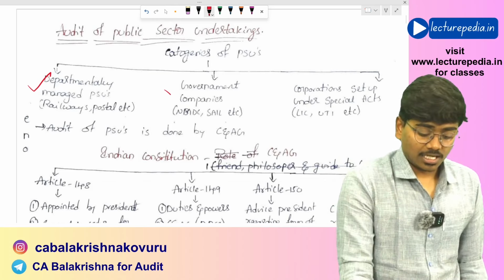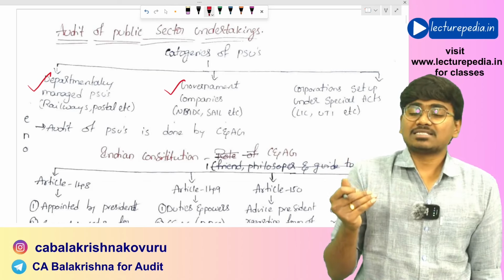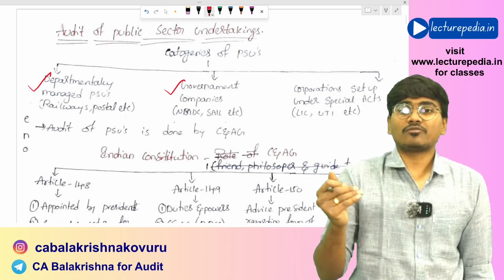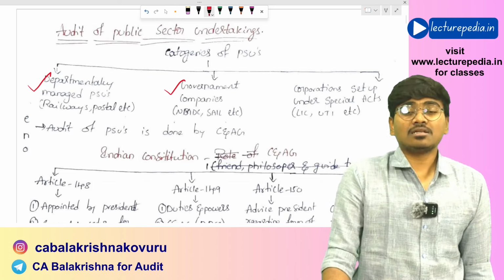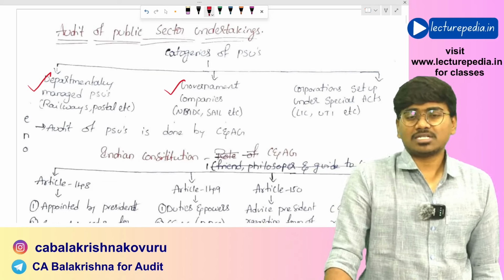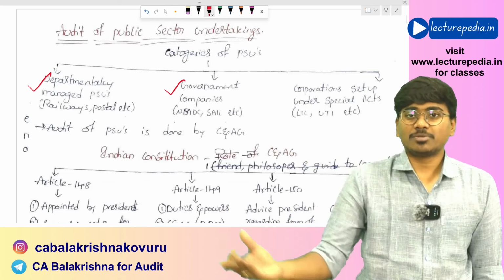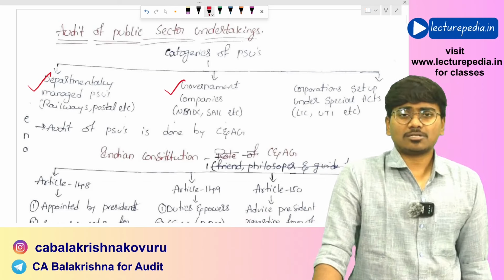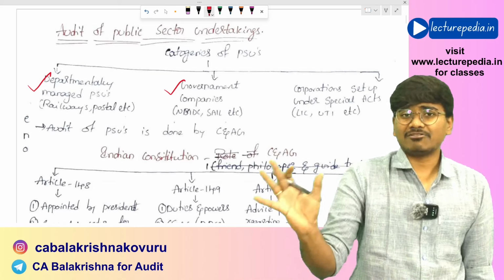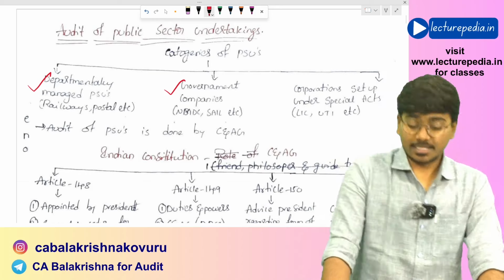Next, government companies. This is where the government has directly invested 51% or more of the share capital of the company. Then such a company becomes a government company. There are various government companies. Best examples, NMDC, SAIL, Bharat Petroleum, HP Petroleum. Like this, there are various government companies. Even these government companies are also public sector undertakings.